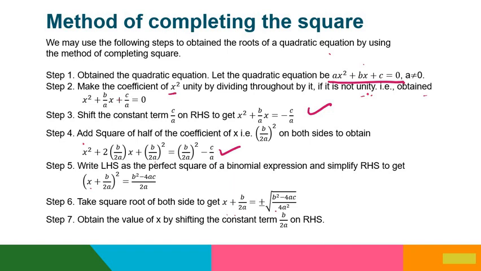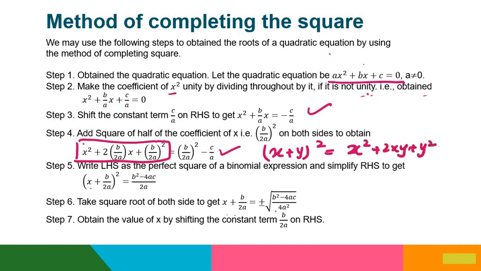Now we see that the left side automatically becomes a perfect square, like x plus y whole square is equal to x square plus 2xy plus y square. We easily compare this equation with this identity, and we get x plus b upon twice a whole square is equal to b square minus 4ac upon twice a whole square. Now solve this one time for addition and one time for subtraction, and we get the two roots.